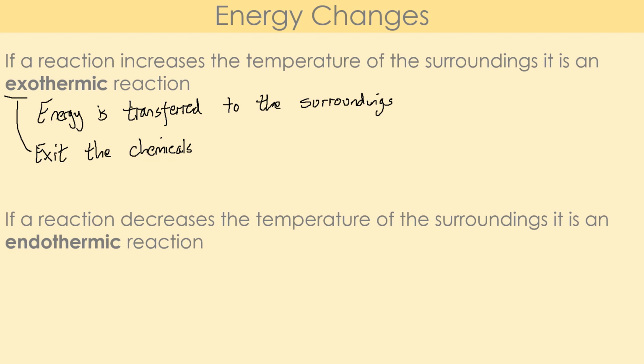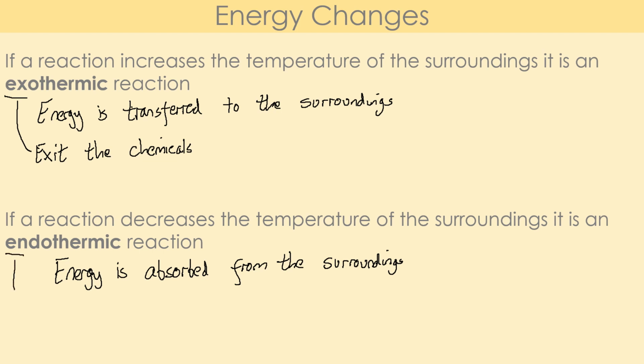Now, if a reaction decreases the temperature of the surroundings, it is an endothermic reaction. So in that one, our energy is absorbed from the surroundings. A way to remember that one, we've got two ways for this one. We've got the EN is the same as enter. So it enters the chemicals.